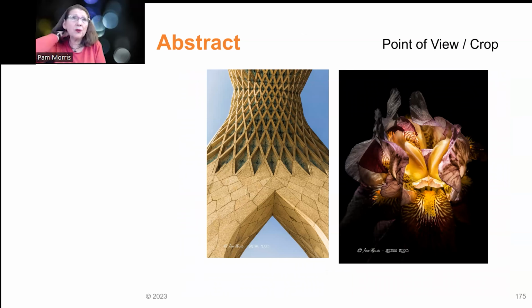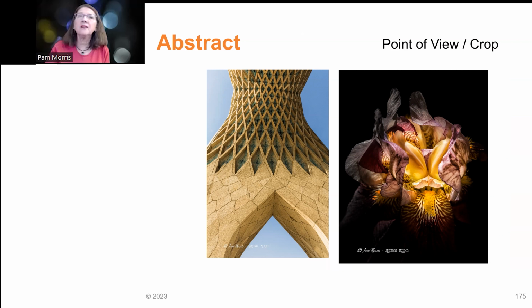The other thing is that the point of view or crop that you use can make something quite intriguing. This one up here on the left is the Freedom Tower in Tehran, and it's looking straight up at it. It's a building, a tower, but it doesn't look like it. It's hard to work out what it is based on the perspective, the point of view and the crop. And the same at the right here: it allows you to dive into it and finally work out that it's in fact a detailed view of a flower.